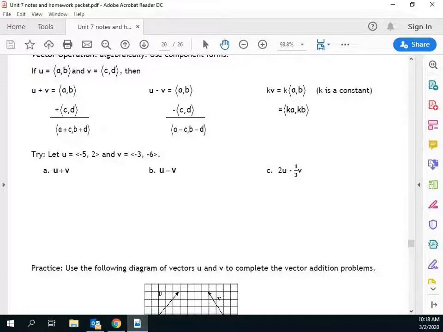That's any number. If I double v, that means it's 2 times the x and 2 times the y. You distribute the amplification throughout. Right, so let's let u equal negative 5, 2, and v equal negative 3, negative 6. So we add them together. We say negative 5 plus negative 3, because that's our x components, comma, 2 plus negative 6, and that's our y component.